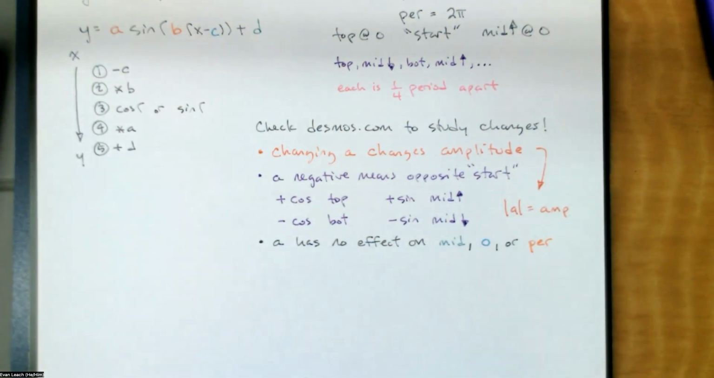That's what A does. A is telling us the amplitude. The absolute value of A is telling us the amplitude. The sign of A is telling us whether to use the regular start, top or middle going up, or the negative start, bottom, middle going down. It even matches up. Top is positive, middle going up is positive, bottom is a negative, middle going down is a negative. It's almost like we set this up to work this way.